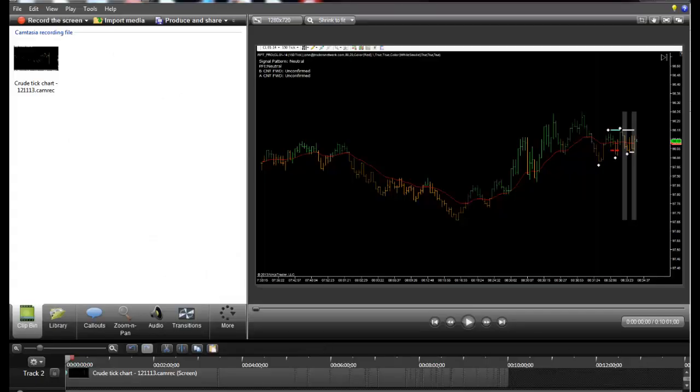Before we get started, this is the crude oil, January crude oil. This is a 150 tick chart. I did not do a lot of research to find out which number of ticks worked. This was just basically the standard on NinjaTrader, and so I just use it. And this is in the morning.